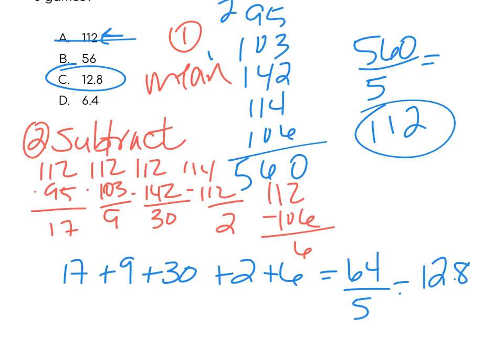That's kind of big, which would tell me the mean might not be the best way to describe this, because you have this 95, which is really low, and 142, which is really high. So that kind of throws it off a little bit.